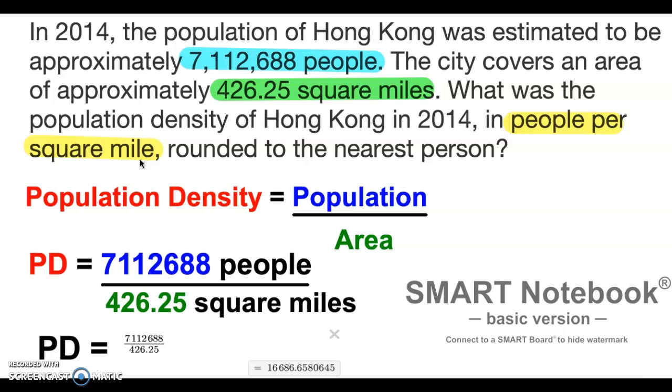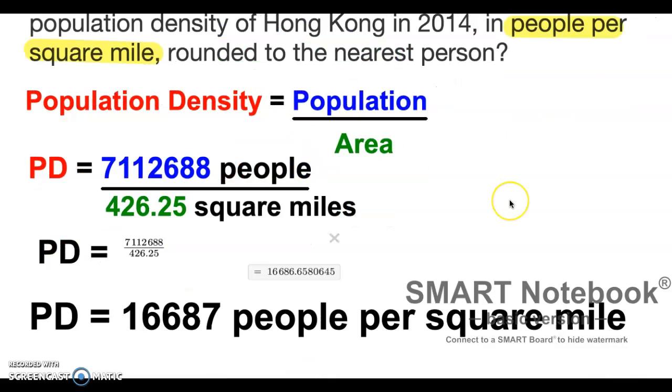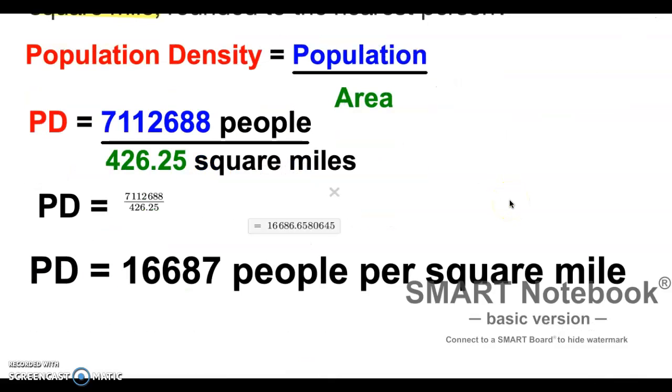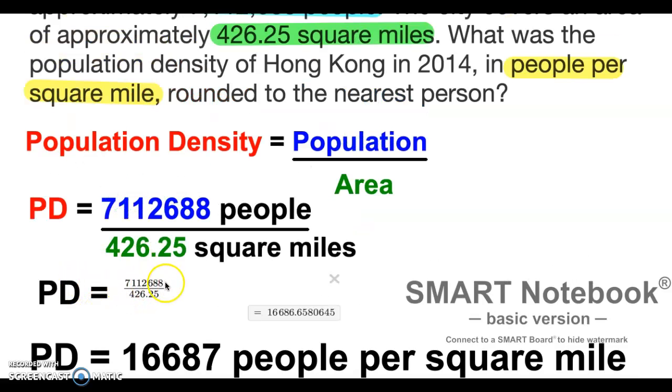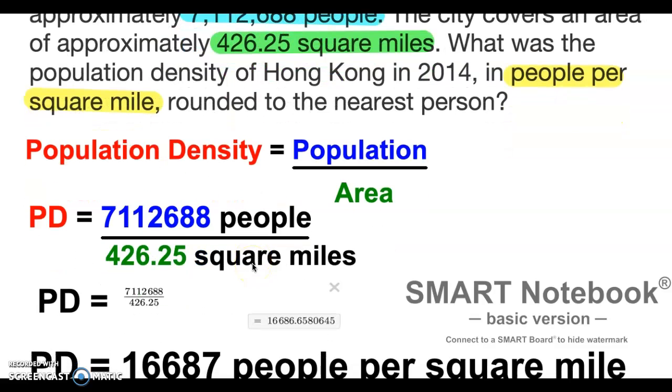So when we do that, when we put it in Desmos, we get 16,686.6580645. Since we want to round this to the nearest person, we can say that the population density of Hong Kong is 16,687 people per square mile. You'll notice when I typed this number in Desmos, I did not include the commas that the problem included. Desmos does not like commas for large numbers like that, so you don't want to type it in with the commas.